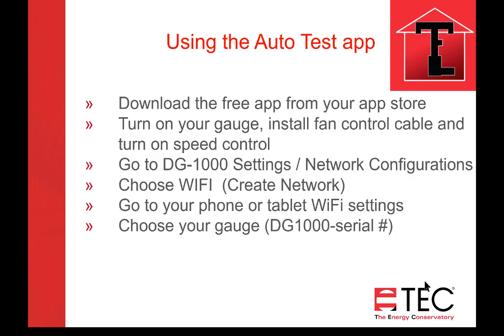So the DG1000 is broadcasting a Wi-Fi signal. It's got a radio in there that's broadcasting a Wi-Fi signal, and you're connecting directly to that. So you don't need a router, you don't need the internet. It'll ask you for a password, like the first time you go on any Wi-Fi router. The password is listed on that network configurations page. On the right side of the screen where you put in create network, it'll show you this password, and that's DG1000PW for password.